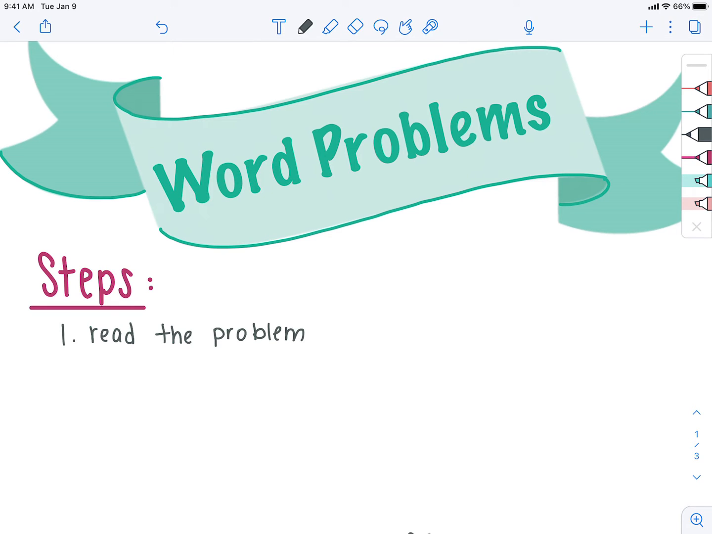We want to read the problem and get an idea of what we are going to be looking for. Are they asking us about ticket sales? Are they asking us about apples? Are they talking about school buses? What's going on in the problem? What are they talking about? We just want to read the problem and get a feel for the situation.